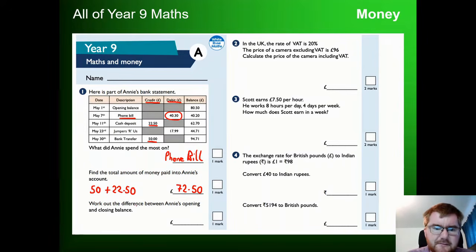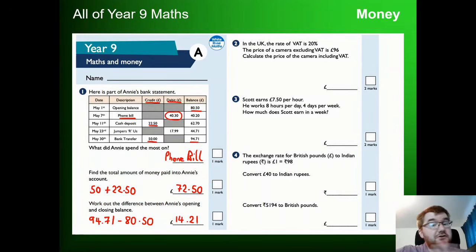And now we need to work out the difference between Annie's opening and closing balance. So opening balance was £80.50 and her closing balance was £94.71. So we need to find the difference between £94.71 and £80.50. Again, we can do this mentally here, make our life a little bit easier. So it's going to be £14.21. So really important skill. Make sure you know when you do get a bank statement when you're a bit older exactly how it works and how to work these things out.